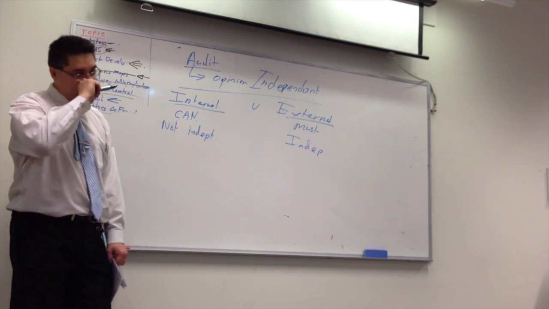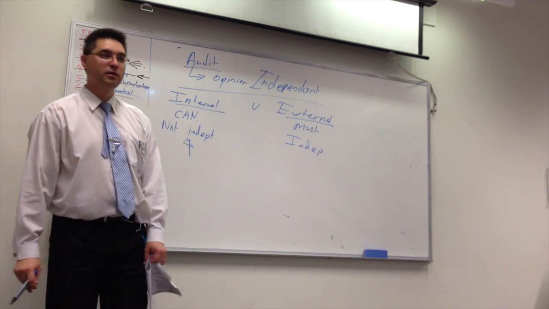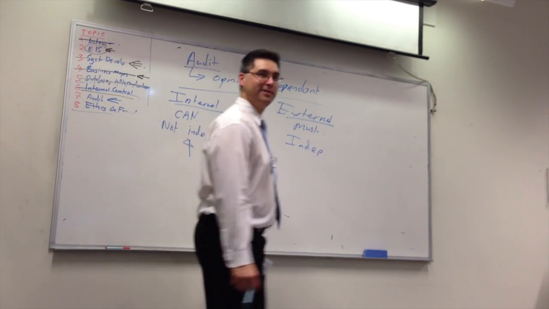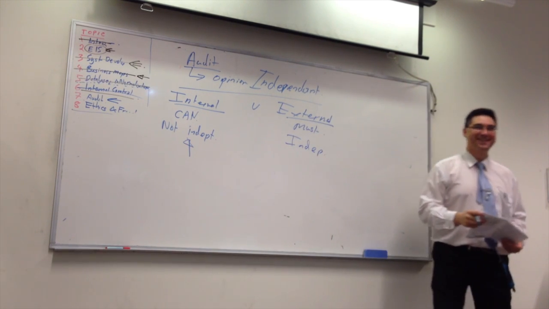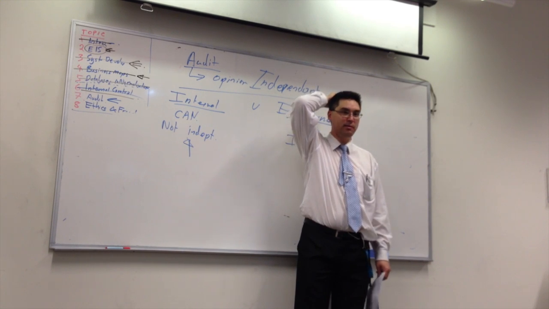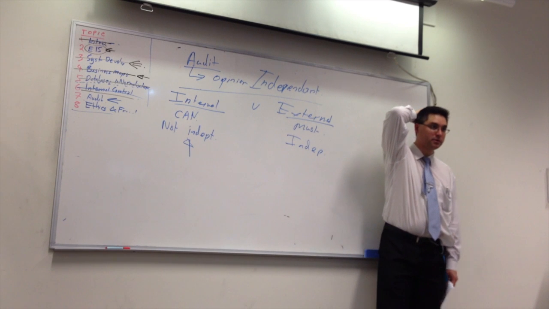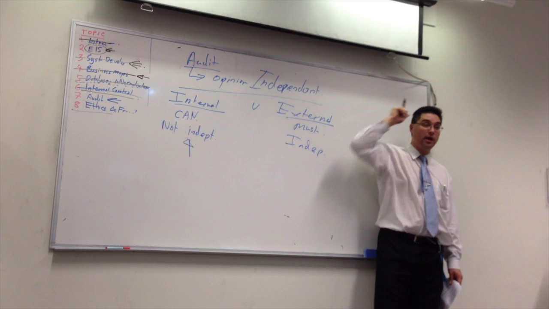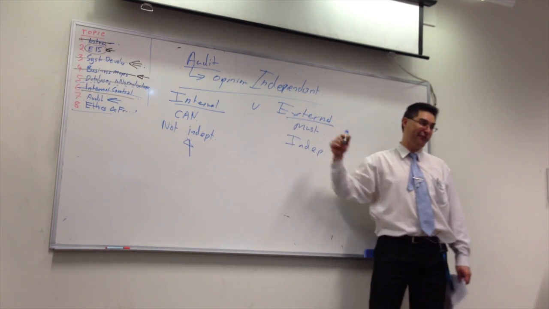Which begs the question, why would you have an internal auditor? You've got to have these guys. Why would you employ another bloody accountant? To give graduates jobs. Yep. Why would we have internal auditors if they're not independent and we don't have to have them? Because they're cheaper. You spend more money here because every dollar you spend here, you save $100 here.